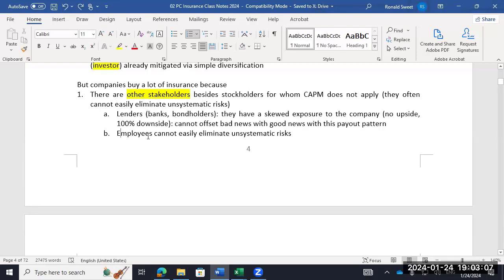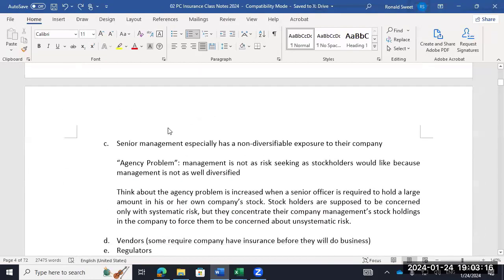Employees don't want Home Depot to go out of business. They're going to lose their jobs. They're going to want their company to have proper insurance so that they don't have to worry about the company going under. Senior management, this is that traditional agency problem.